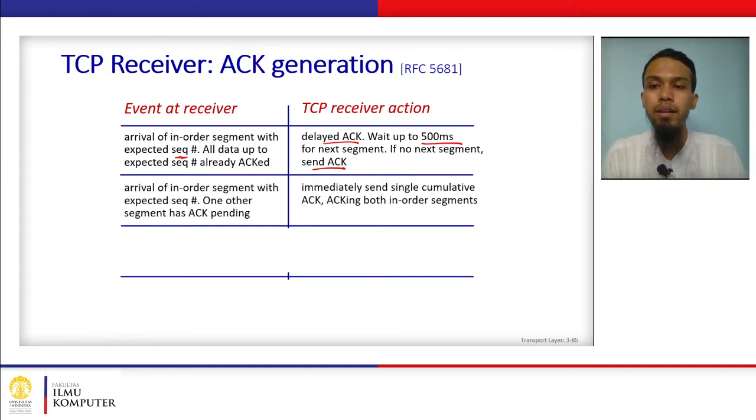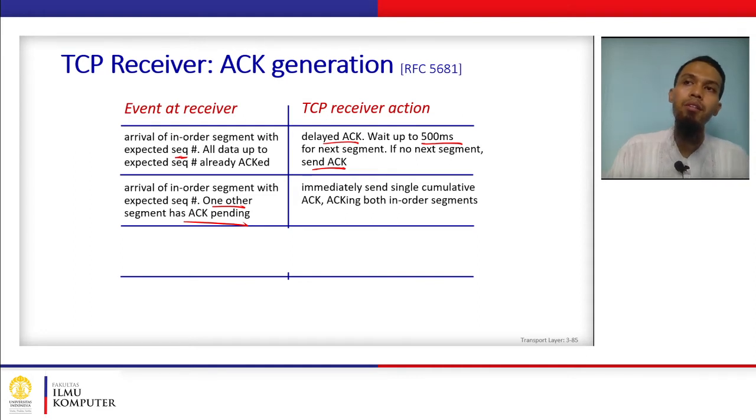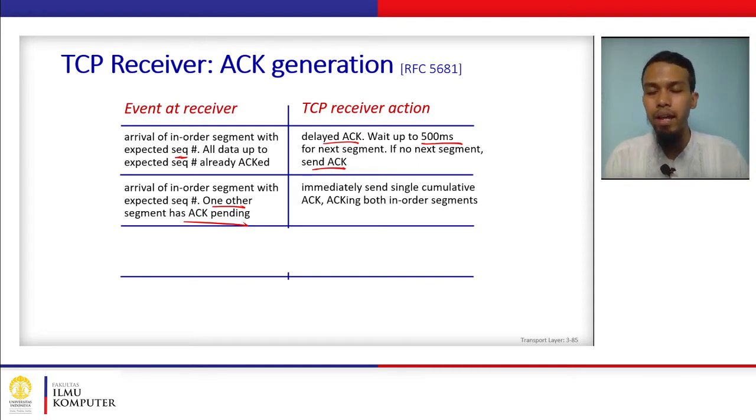The second case is the arrival of an in-order segment with the expected sequence number, and one other segment has an ACK pending. The difference from the first case is that there is one pending acknowledgement. In this case, the receiver will immediately send a single cumulative ACK, ACKing both in-order segments.